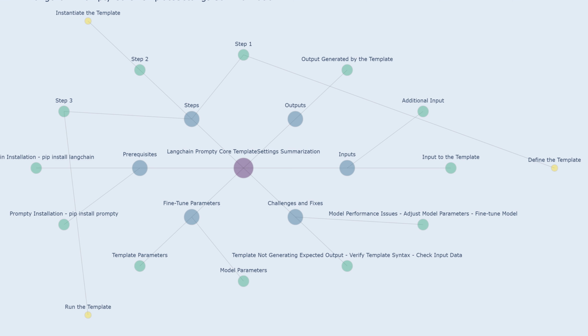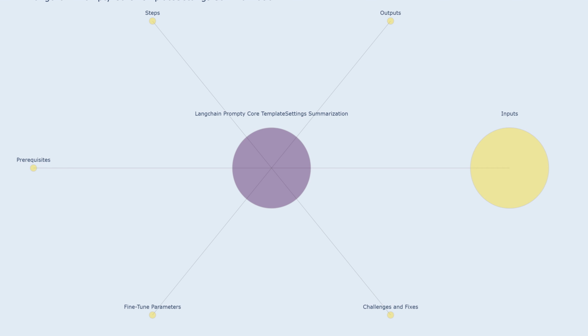Langchain prompty core template settings summarization. This describes a simple model that can be used for both understanding and generating language. This model will take text input and produce text output based on the given text input. The model will also give a confidence score to determine the strength of the model's understanding of the input.